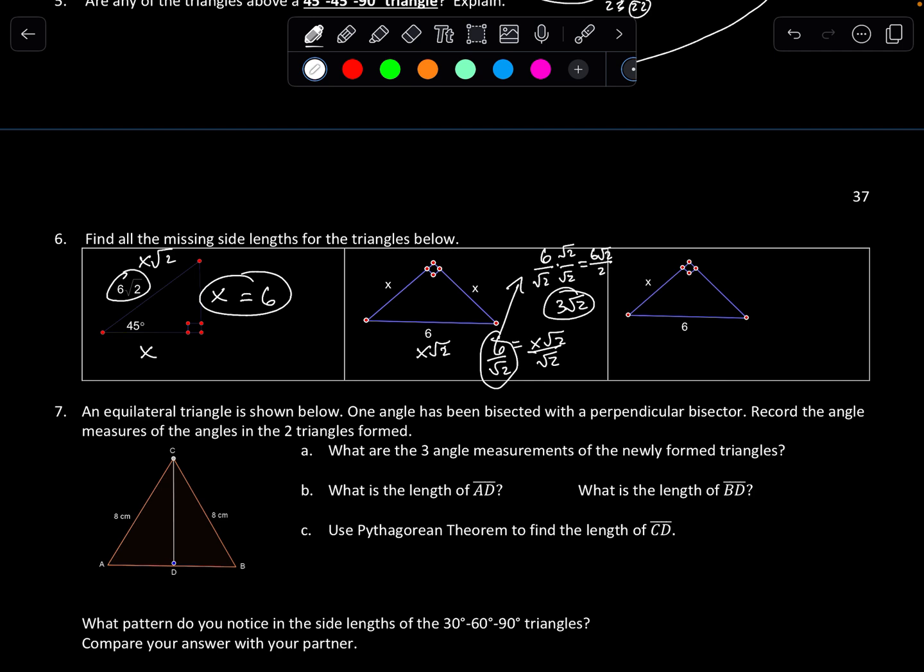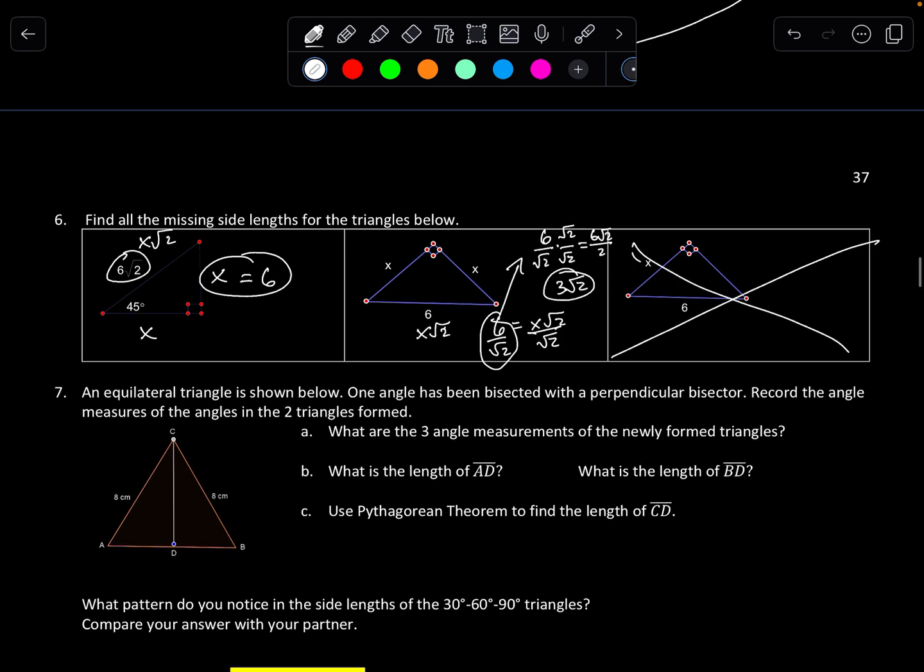And this one, very similar. I think it's just the same question, so I'm not going to do this one. Just cross this out. Alrighty.